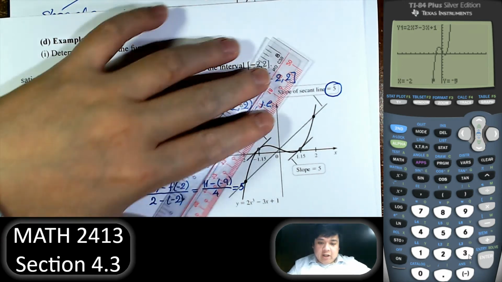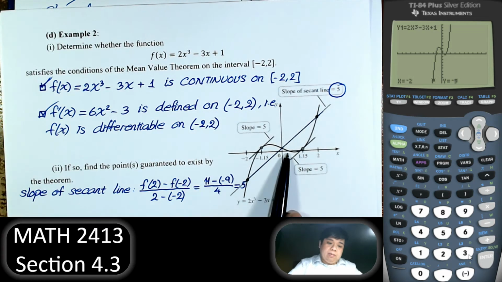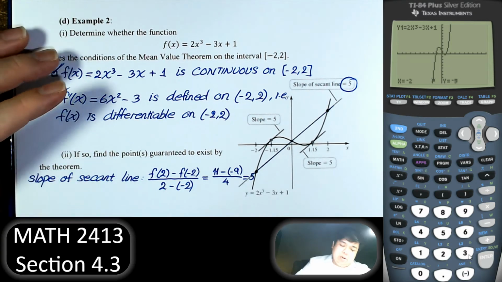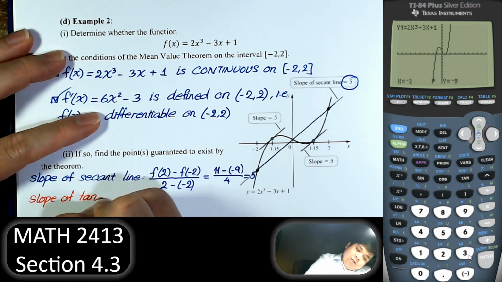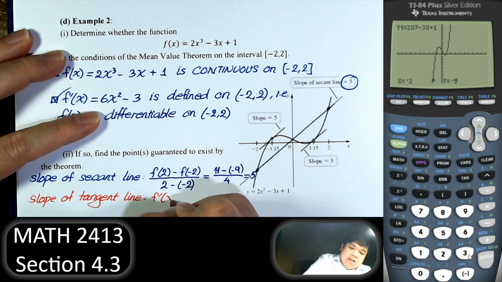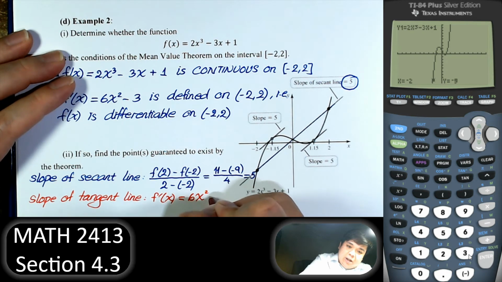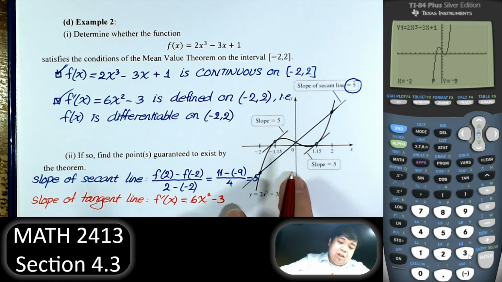Now, if the slope of the secant line is 5, we need to show that there will be a point where the derivative is equal to 5. The slope of the tangent line is just the derivative, right? 6x squared minus 3. And the mean value theorem says those are equal.